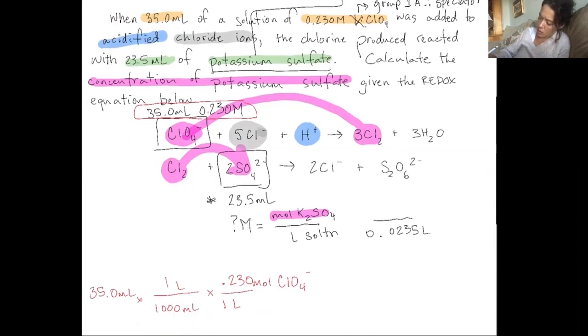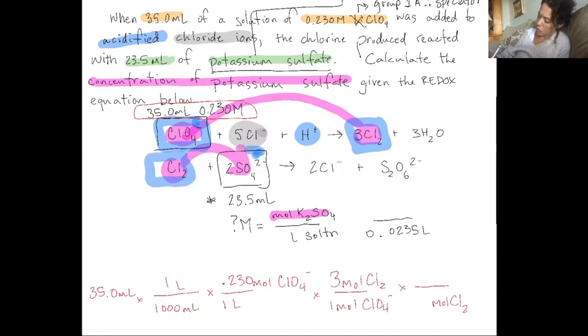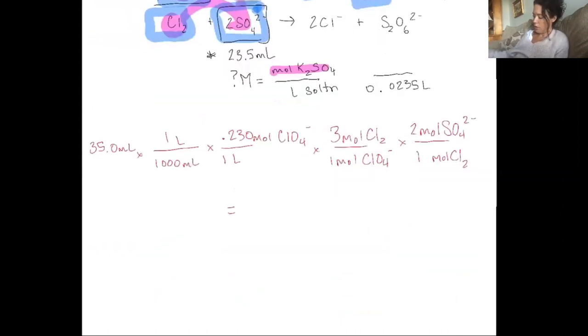But I can once again, sorry for my tangent, go from the perchlorate to the chloride. So I will use my 1 mole of perchlorate to 3 moles of chloride, okay? Now I know that moles of chloride need to go on the bottom, and I will now use my second equation where I will go from the moles of chloride to the moles of the sulfate. So that is 1 mole of chloride to every 2 moles of the sulfate ion. And notice, okay, so we'll get an answer there.